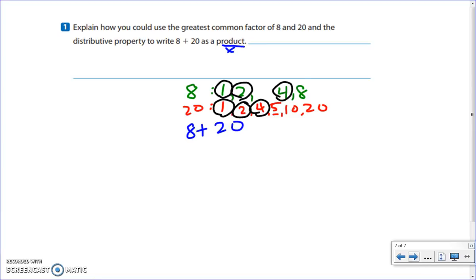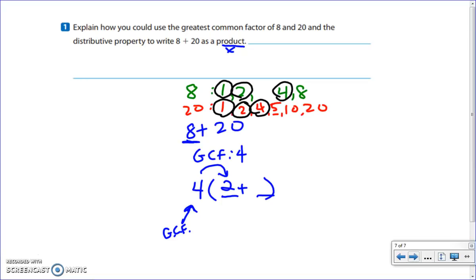I would like to use the greatest of the common factors. In this case, the greatest common factor would be 4. And that's the number that I'm going to write on the outside that I'm going to multiply by the two numbers inside. It needs to be the greatest common factor. This number should always be the GCF. Okay. 4 times this number should equal 8. I know that 2 times 4 would equal 8. 4 times this number should equal 20. I know that 5 times 4 would equal 20.